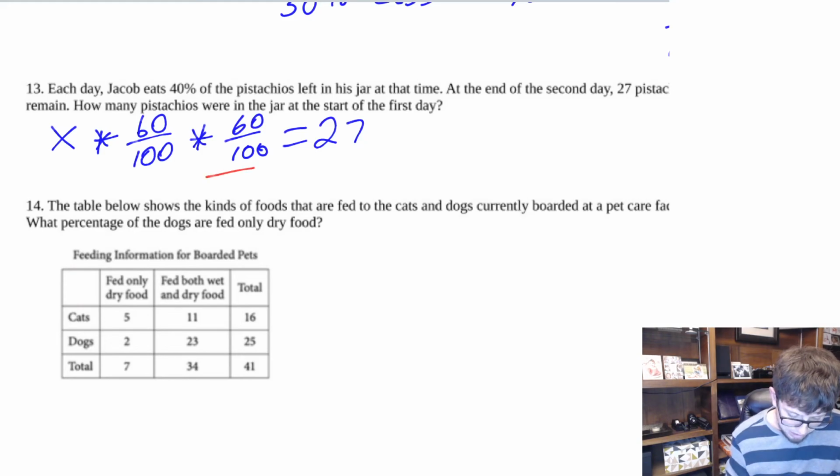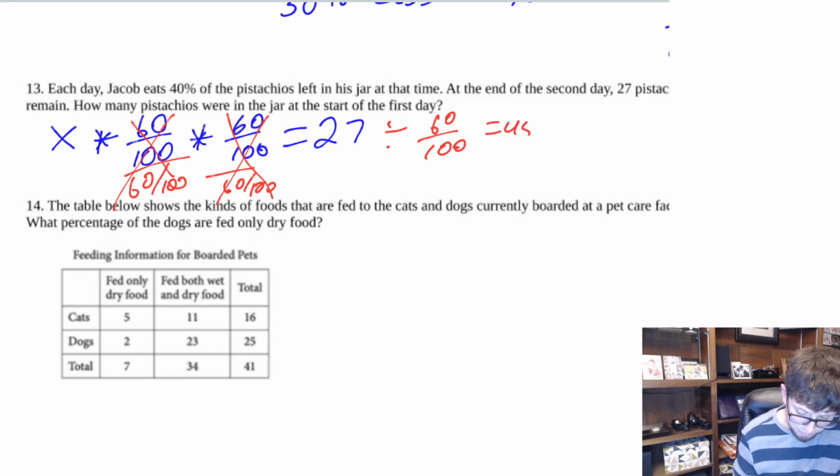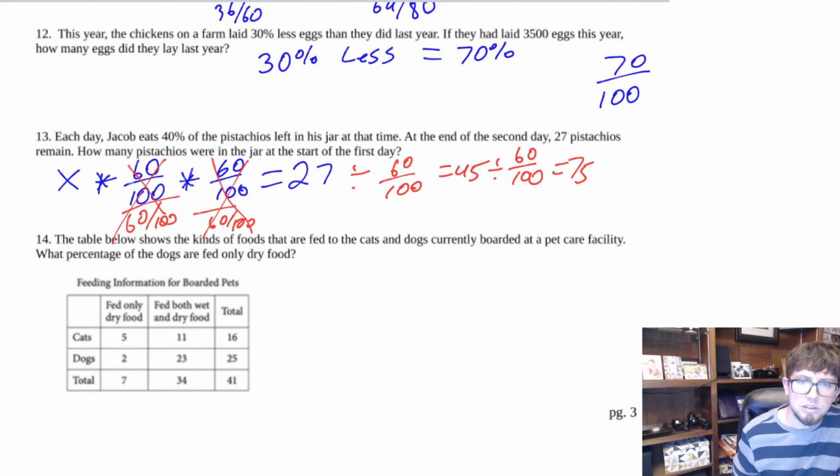So if I divide by 60 over 100, this one goes away. If I divide by 60 over 100, this one goes away. So that's what I need to do over here. I need to do this twice. 27 divided by 0.6, another version of 60 over 100. Whatever I get, which turns out to be 45, I'm going to divide that by 60 over 100 again. And this gives me 75. And that's how many pistachios were in the jar at the start of the first day.